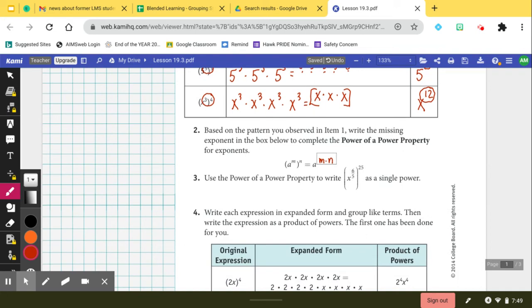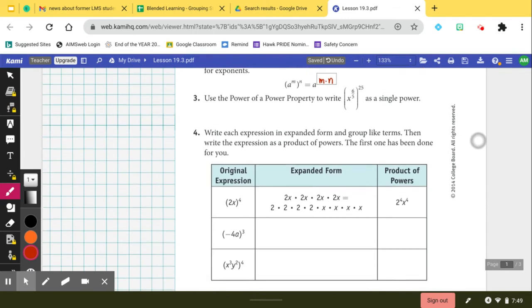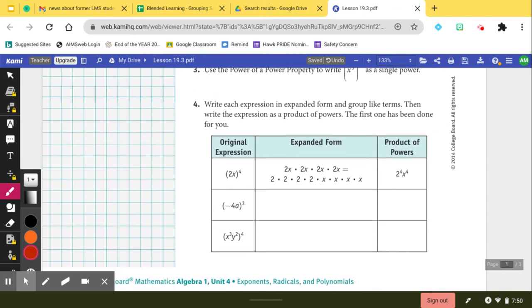I'm going to skip down because I just want to focus on exploring what each of these properties mean, and I don't want the video to be too long. So we're going to go down to the 4th problem. It says, write each expression in expanded form, group like terms, and write the expression as the product of powers. The first one has been done for you.